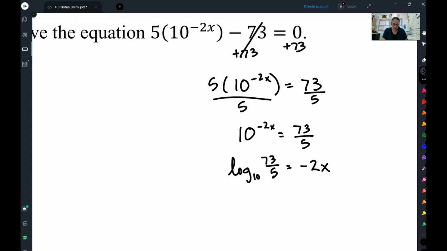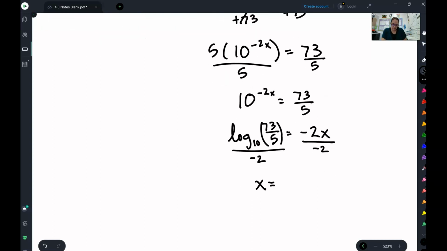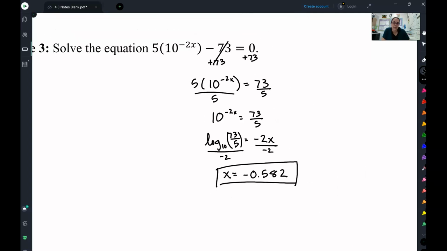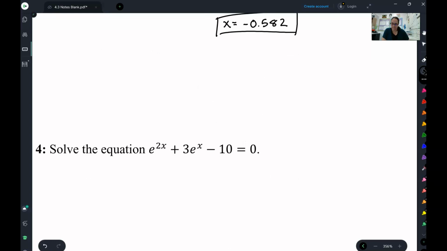Hey, that does help me out quite a bit, because now I just have to divide by -2, and that gives me my x value. So I can just take that, plug it into my calculator, and there we go. So if you have a single exponential and you cannot get one-to-one property to work, then change the form and see if it looks better from there.